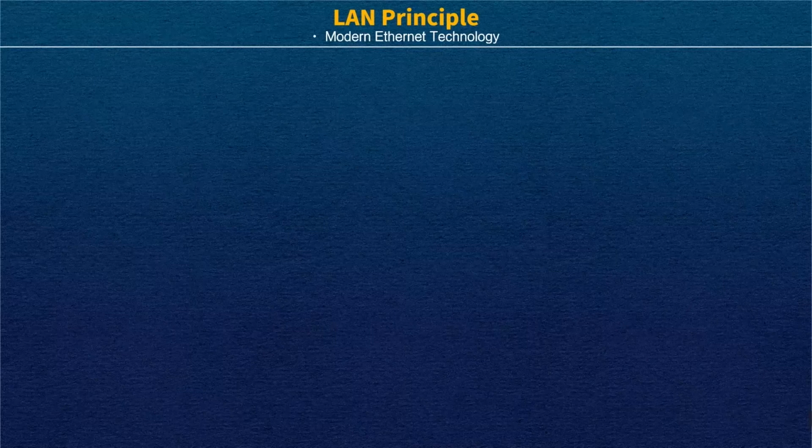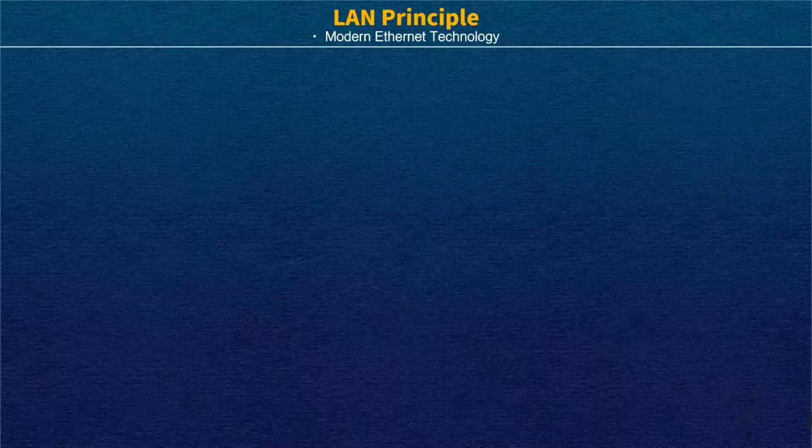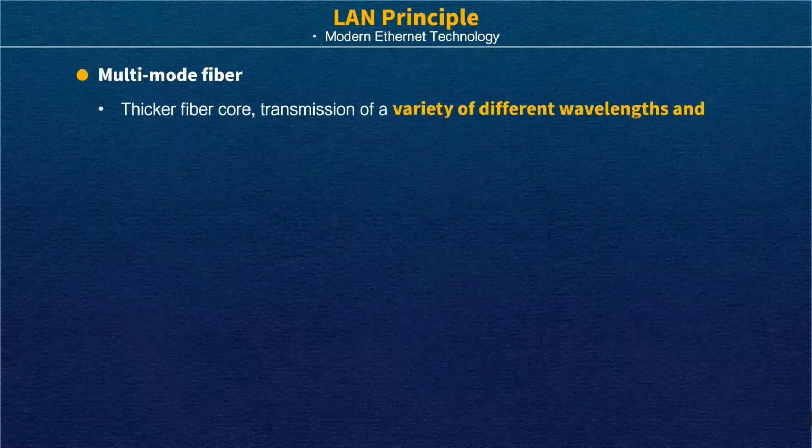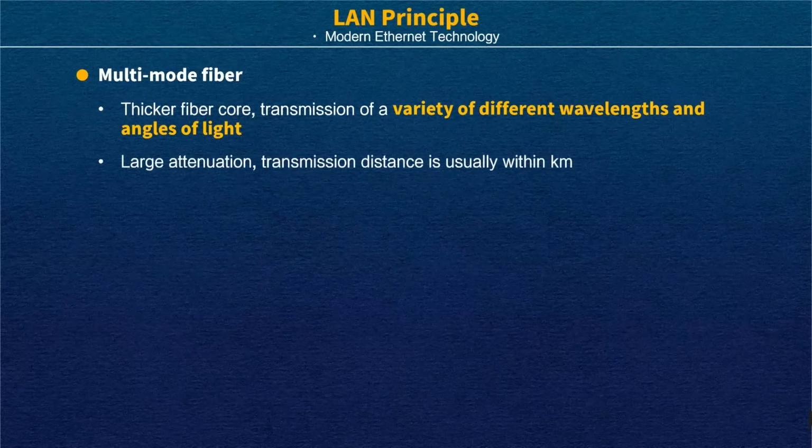And now if we see the modern Ethernet, the first difference is we add a new cable, and this cable we call fiber. And about the fiber, we have two types. The first one is multimode fiber, and the characteristic is we use a thicker fiber core and transmit a variety of different wavelengths and angles of the light.